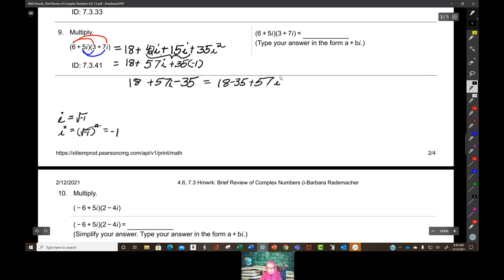Now, okay. 15 minus 8 is 7, and 2 minus 1 is 1. Am I correct that that's negative 17? My calculations say it is. Good. Then we're going to declare it correct.